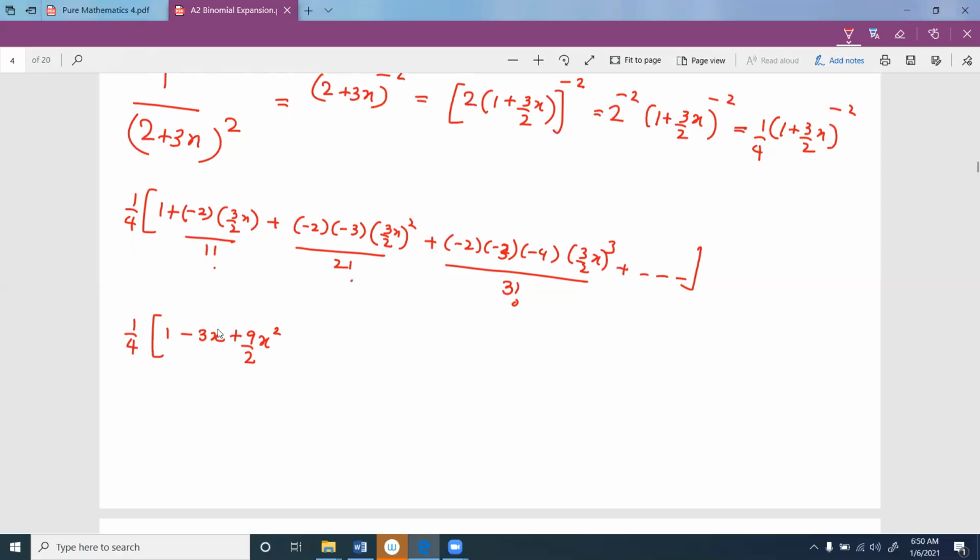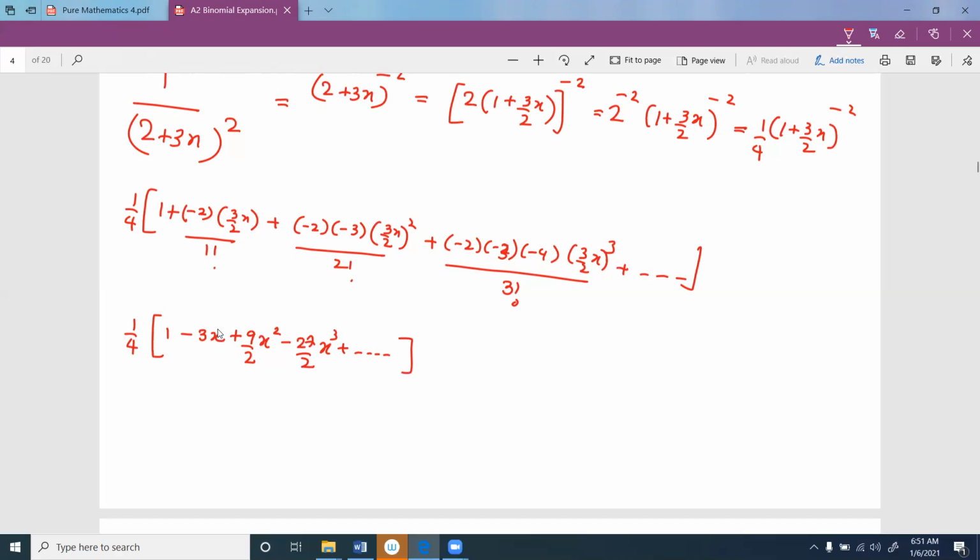Then the next one is minus 2 into minus 3 into minus 4 into 3 over 2 cubed. 3 over 2 cubed is 27 over 8, divided by 6. That answer is minus 27 over 2, so minus 27 over 2 x to the power 3. It goes on as an infinite series. Hopefully, just check with this answer over here.